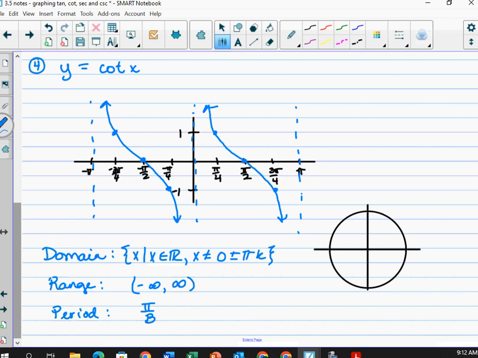So tangent and cotangent are reflections of each other with a shift. When we get to writing the equations of them, that will matter, because I'll ask you to write it as a tangent and as a cotangent. So not today, guys, don't worry.